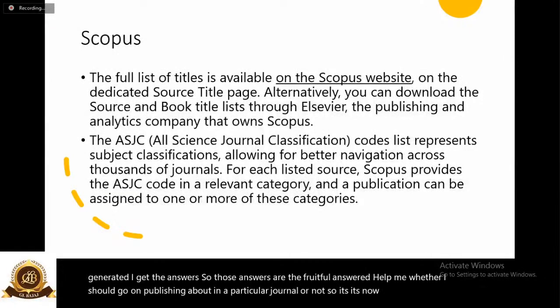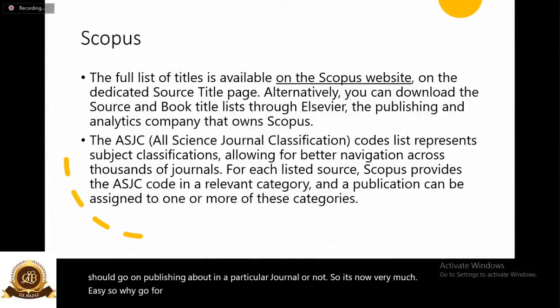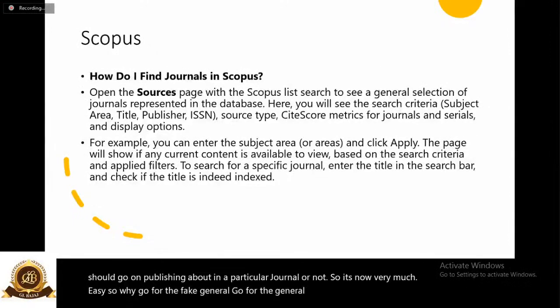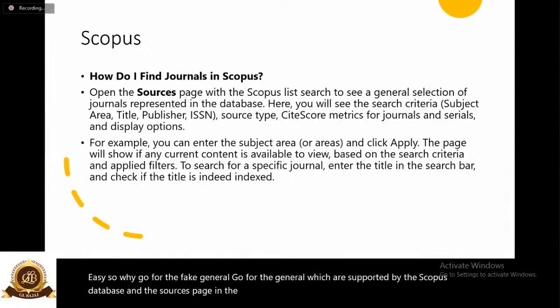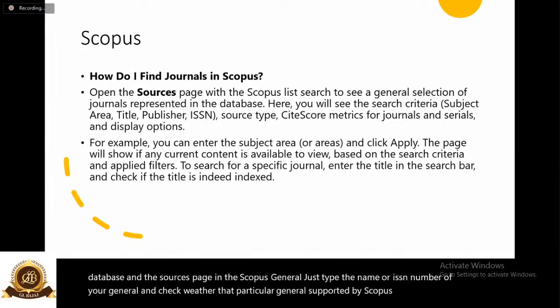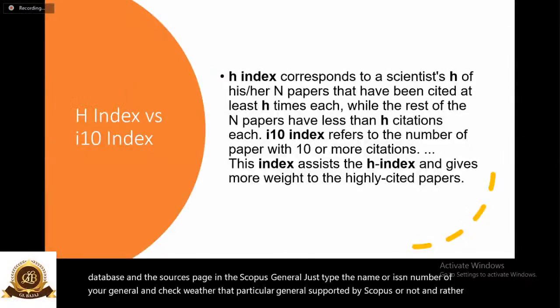So why go for the fake journals? Go for the journals which are supported by the Scopus database. There's a sources page on Scopus. Just type the name or ISSN number of your journal and check whether that particular journal is supported by Scopus or not, and avoid those journals which are not supported by Scopus.